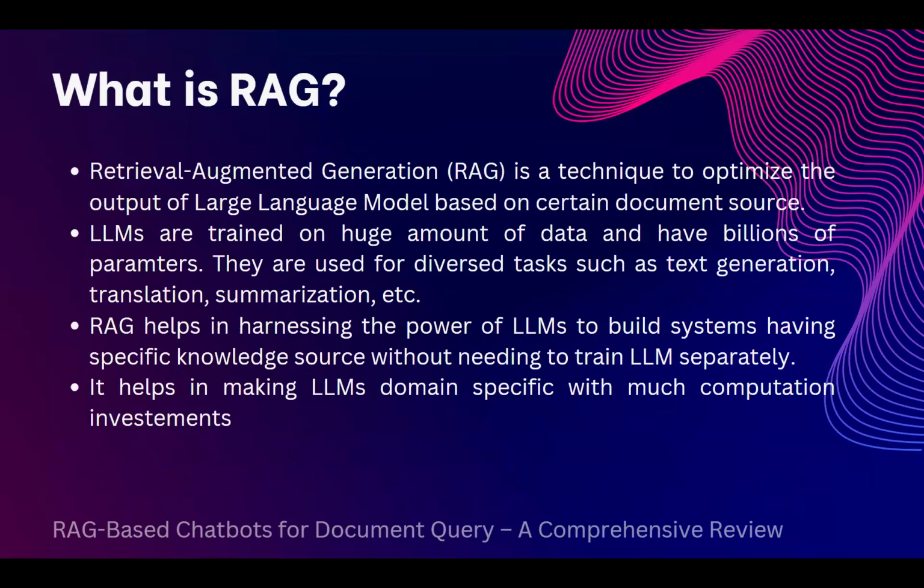So what is RAG? RAG stands for Retrieval Augmented Generation, and it is a technique used to optimize the output of large language models based on certain document sources. As we know, LLMs are trained on huge amounts of data, and they have billions of parameters that help in learning the patterns in the data. So they can be used for a wide range of applications like text generation, translation, summarization, etc. RAG extends the abilities and learnings of LLMs to build systems having specific knowledge about certain sources without needing to train them separately. It helps the LLMs learn on certain data sets without much computational investment.